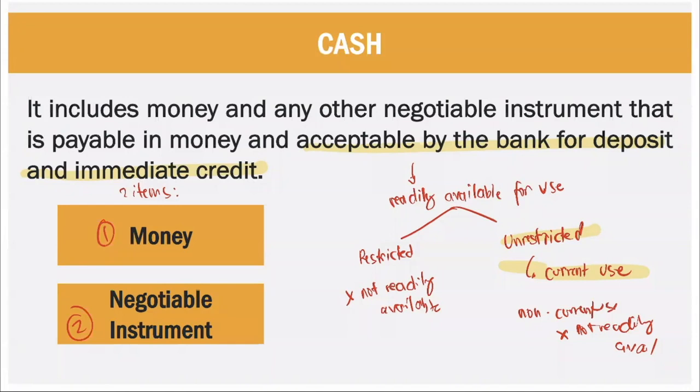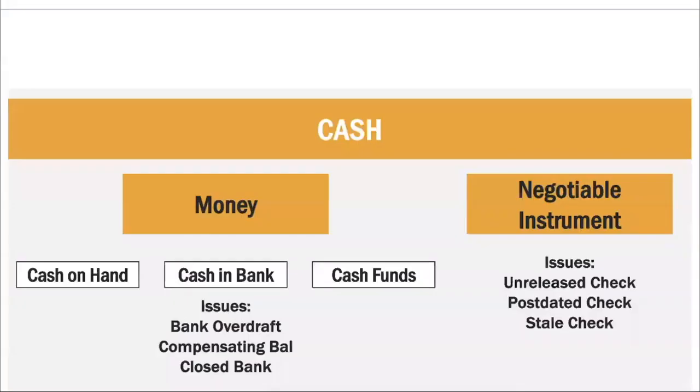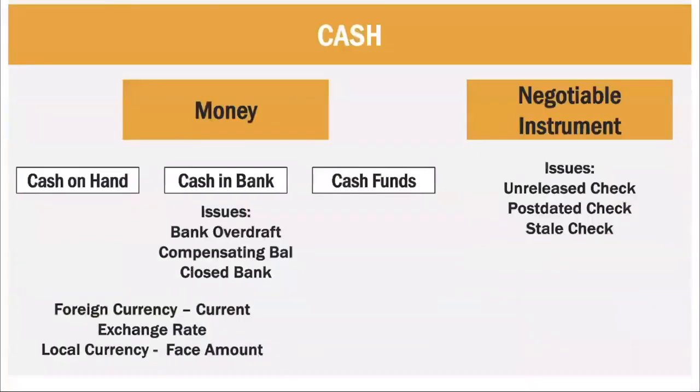What we need to learn later is what are the items of money and what are the items of negotiable instrument. So let's start with the items of your money and negotiable instrument. The following are the items of your money and your negotiable instrument. We start first with your money.